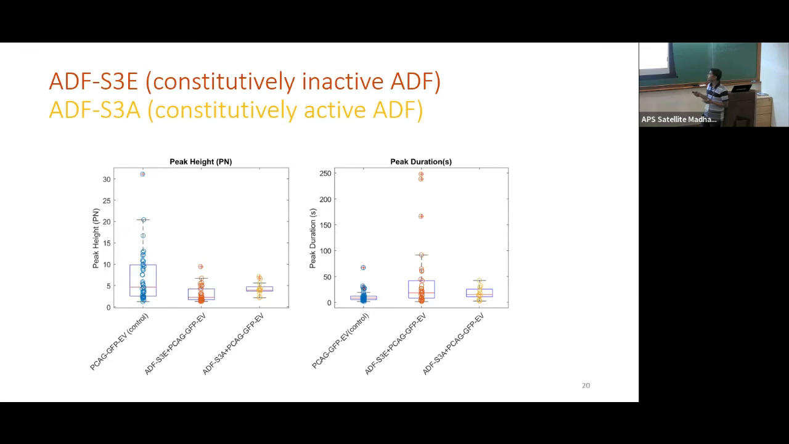And what we did was introduce a constitutively inactive form of ADF and a constitutively active form of ADF. When we introduced the inactive form of ADF, we saw that the height of the peak is reduced and the peak duration is increased. So this gives us reason to think that this might be one of the proteins which is generating the force.